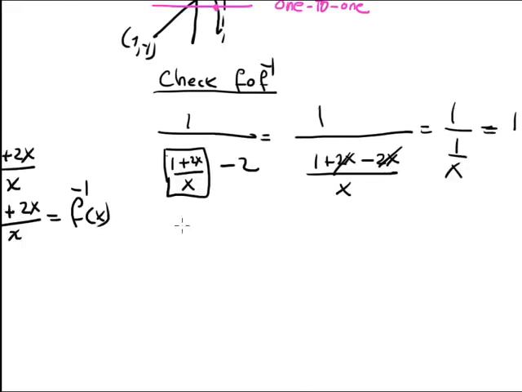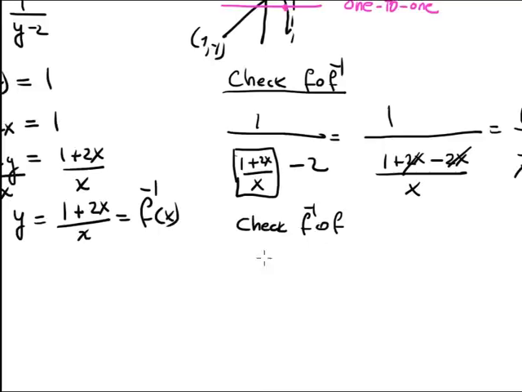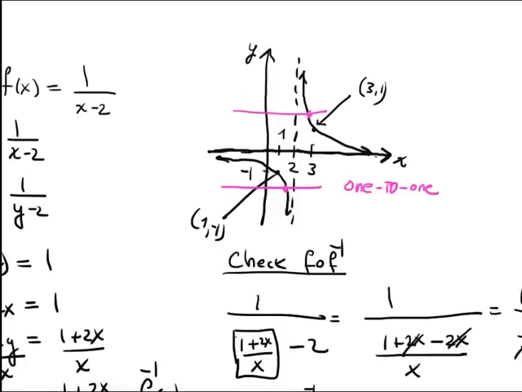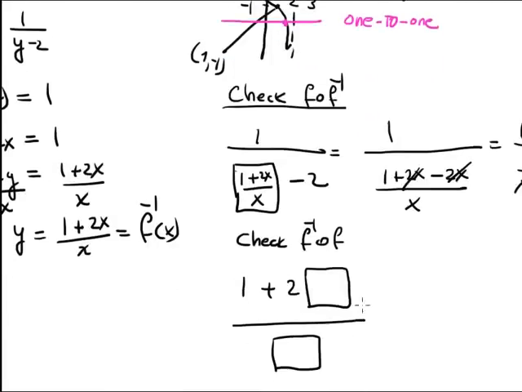Let's do the checking for f first, f inverse first, composition f. Okay, entonces f inverse is 1 plus 2 box over box, and inside the box I put the function, the original function is 1 over x minus 2. Okay?